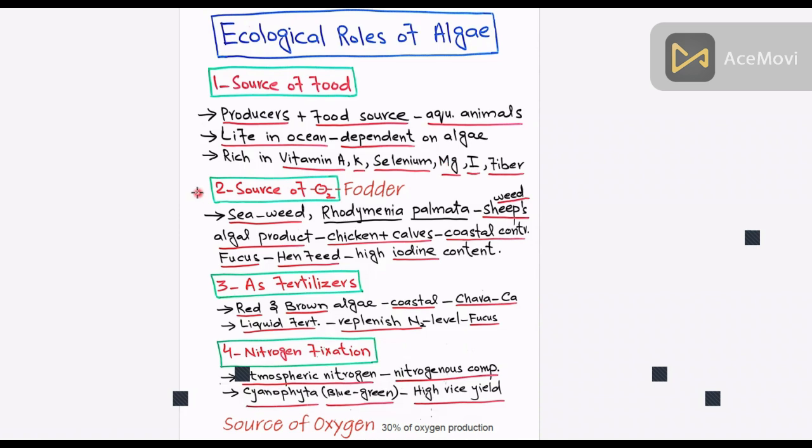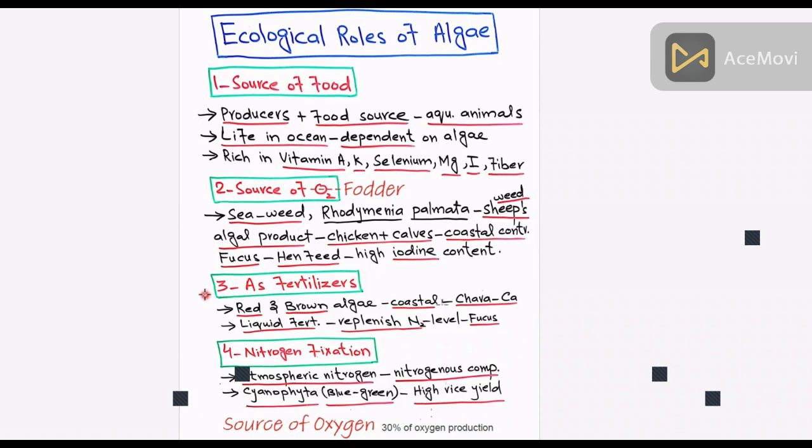The second one is the source of fodder. Several types of livestock are fed algae, particularly seaweed. Rhodymenia palmata, commonly known as sheep's weed, is an algal product used to feed animals like chickens and cows. Algae are widely used as animal feed in many coastal countries like Sweden and Denmark. Fucus is used in hen feed as its usage results in eggs with high iodine contents.